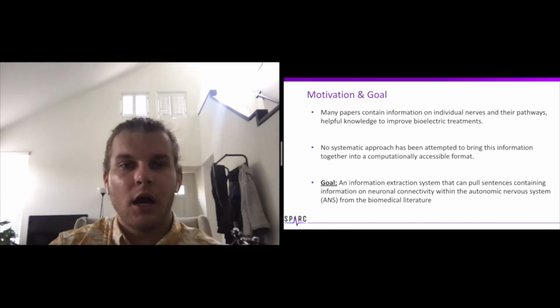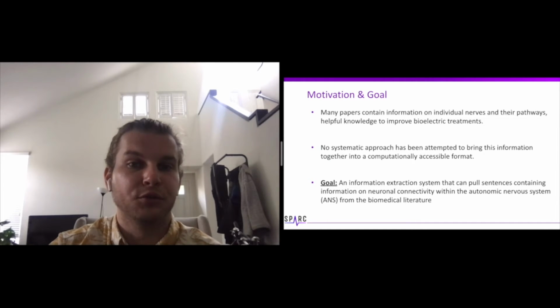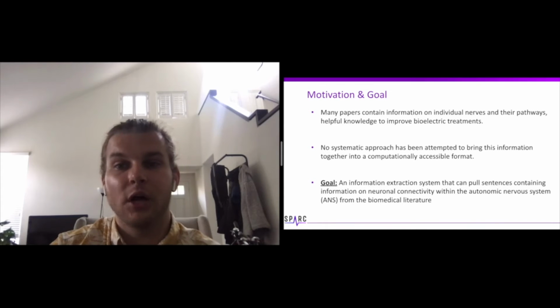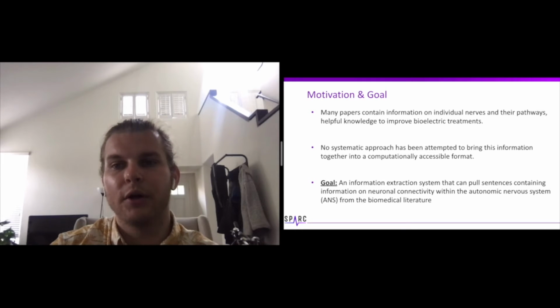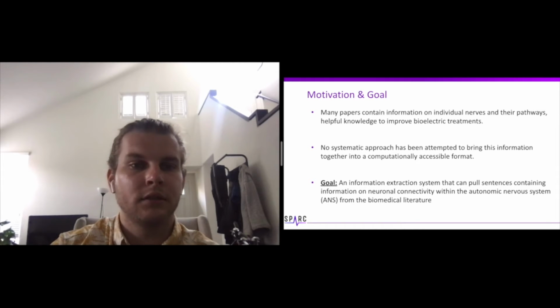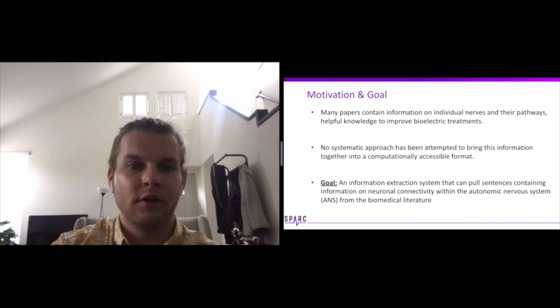Alrighty, so our primary motivation here was to expand SPARC's knowledge base of neuronal connectivity statements and relations. We were already aware that many papers contain information on individual nerves and their pathways. This is really helpful knowledge that could be used to improve bioelectric treatments. Unfortunately, though, much of this knowledge is hidden within the millions of papers making up the biomedical literature, and this number is obviously only continuing to grow as more and more research is published every year. Furthermore, to our knowledge, no systematic approach had ever been attempted to bring this kind of information together, despite its potential impact. Because of this, our goal was to develop a relation extraction system that can pull sentences containing information on neuronal connectivity within the autonomic nervous system from the entire biomedical literature.